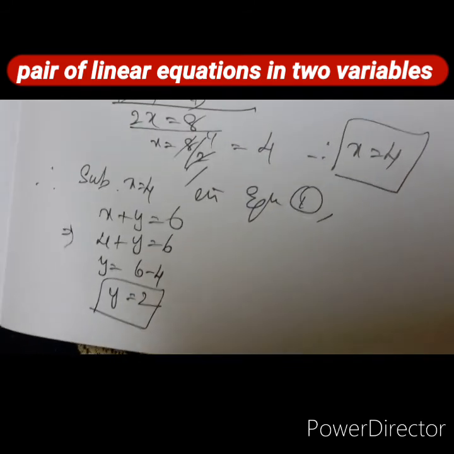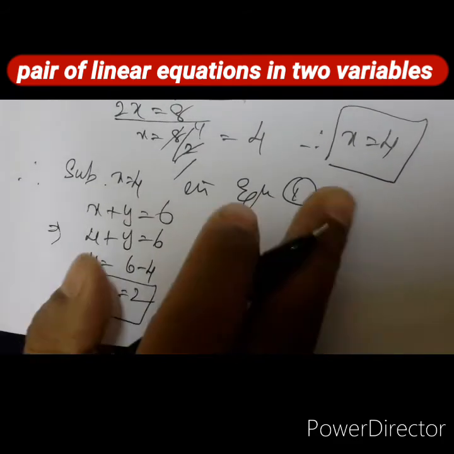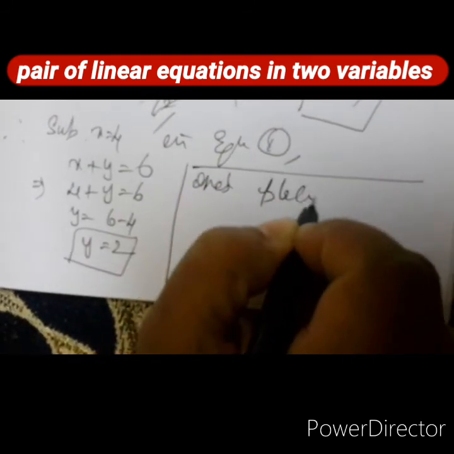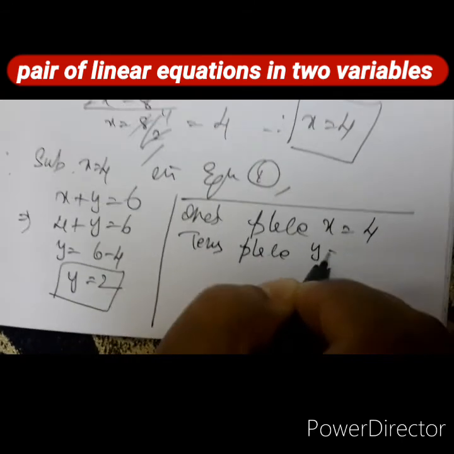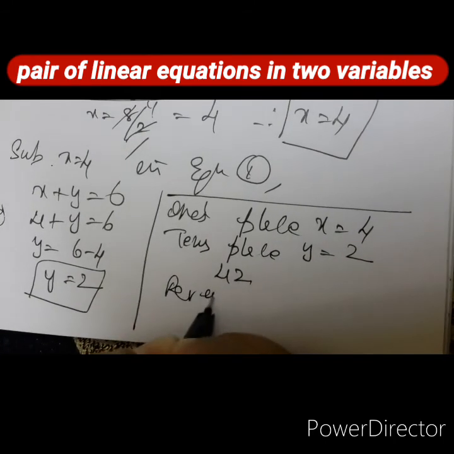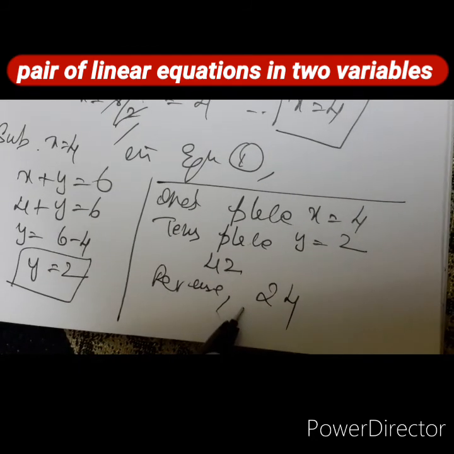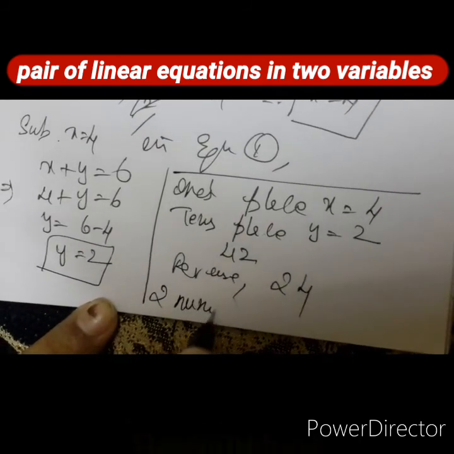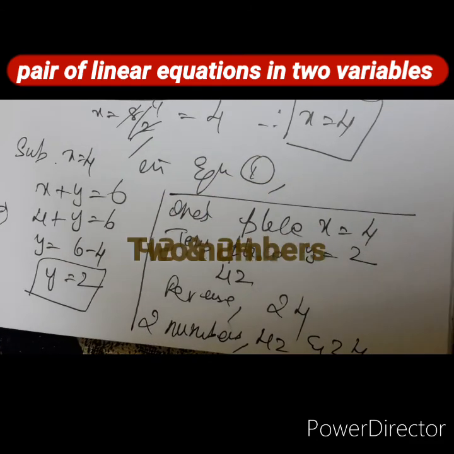Fine. Let the number be 42 or 24. Writing here, see: ones place is 4 and tens place is 2. Now the number will become 42. Clear? If you reverse, the number will become 24. If you add both these, you will get 66. Getting my point? So we are getting two numbers, that is 42 and 24. Clear? Thank you.